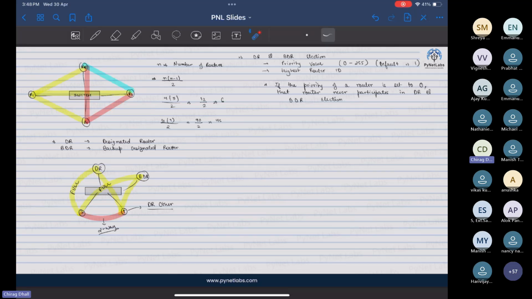Are we good to jump on to the practical? Okay, first I will show you the DR BDR selections and then we will try a multi-area lab.